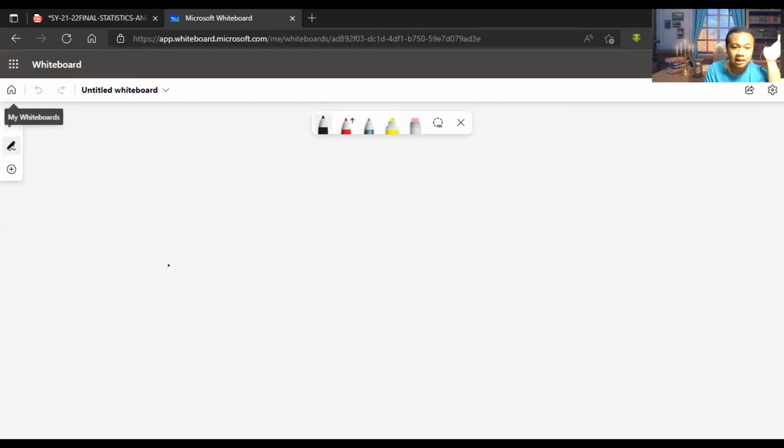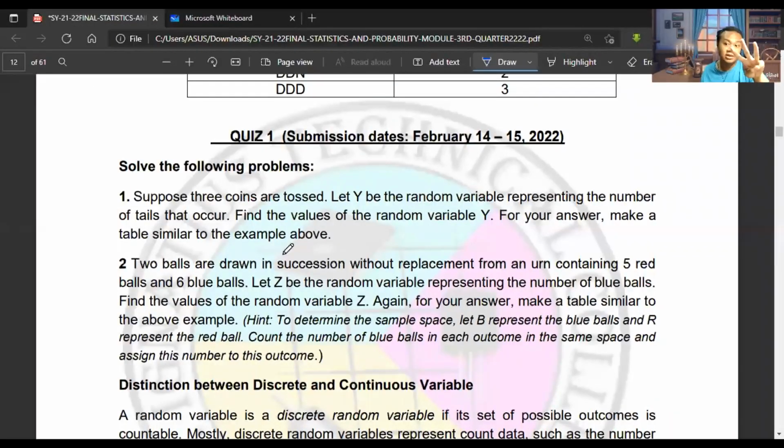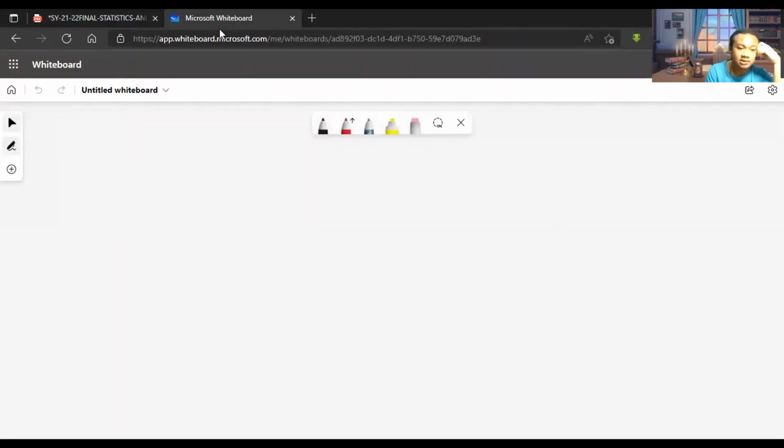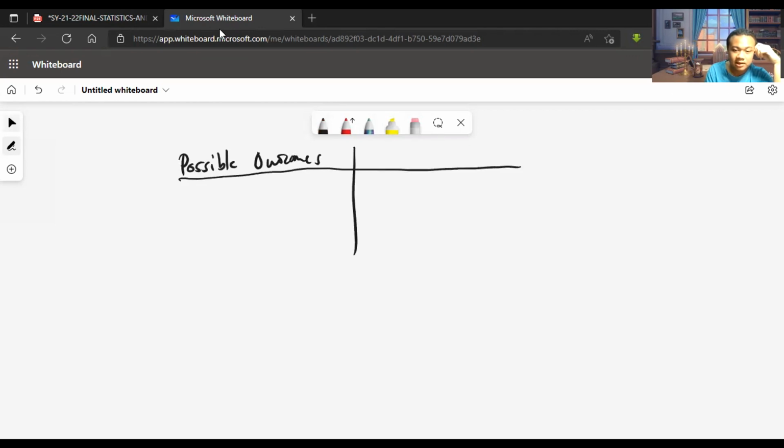So let's toss the 3 coins. 3 coins ang i-toss nato, di ba? So let y be the random variable representing the number of tails that occur. Okay? So find the values of the random variable for your answer. Make a table similar to the example above. So possible outcomes. So I want muna akong gusto makita sa inyong quiz. Possible outcomes.